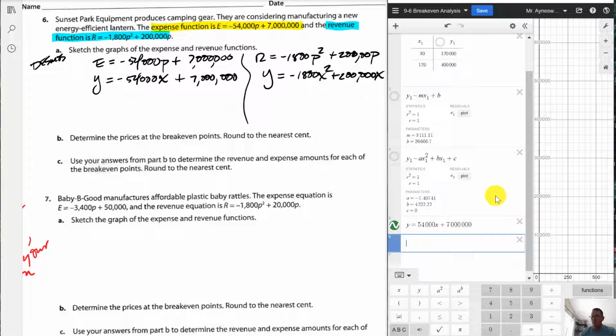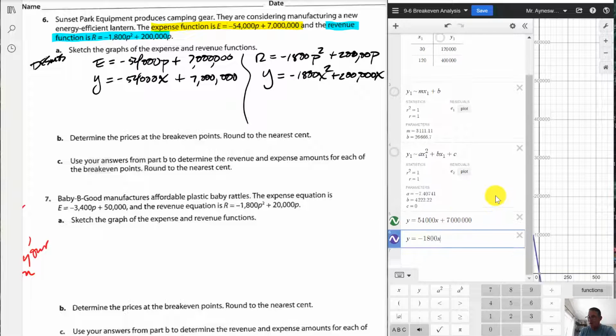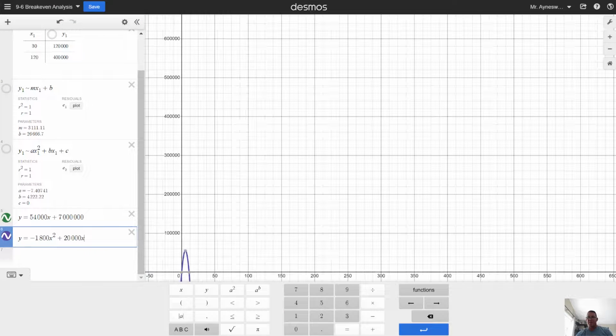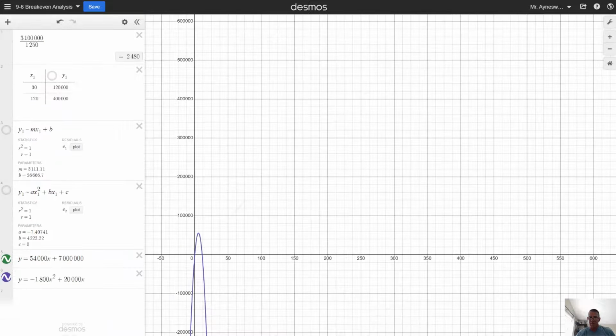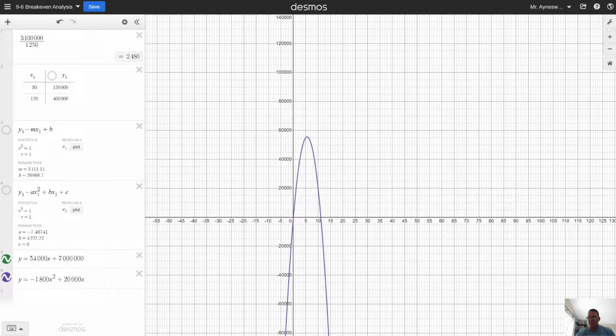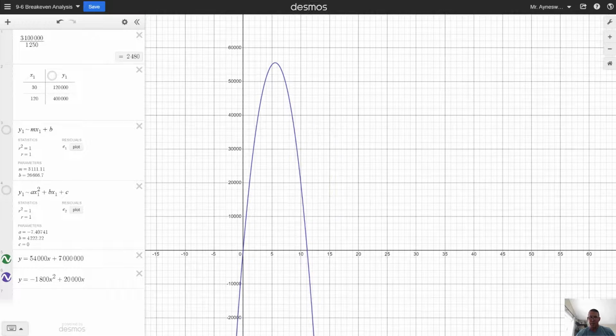It's called the expense function, and then we got to put our revenue function in there, and then so we can get started. Okay, so y is equal to, all right, negative 1800 times x squared, all right, plus 200,000x. Okay, boom. We're going to expand this, so we need to be able to see these graphs here. And notice that can't really see much here. So we got to expand it here so we can see things better.